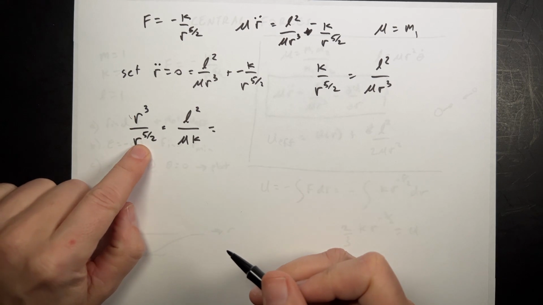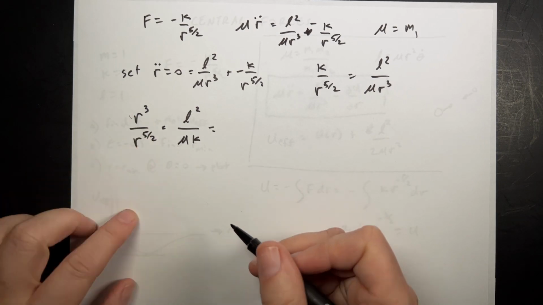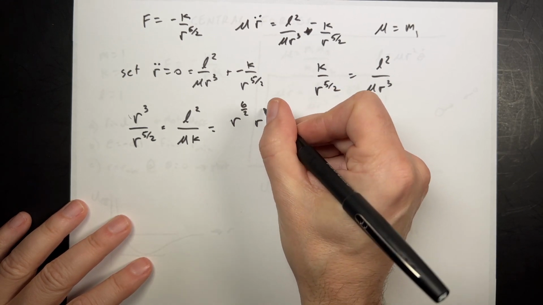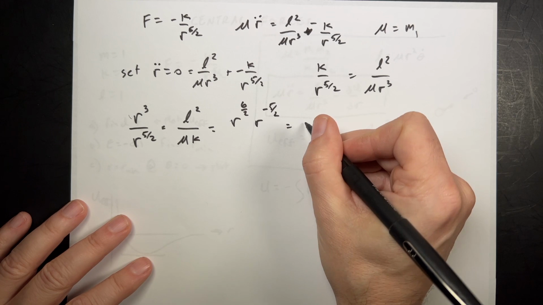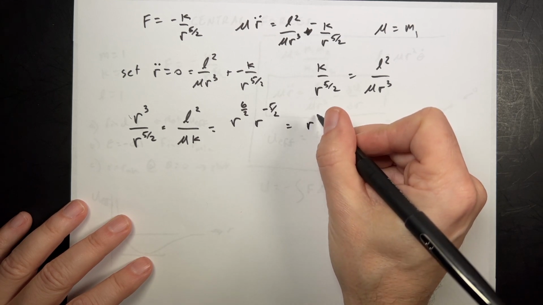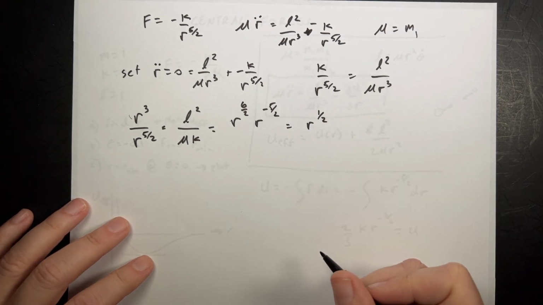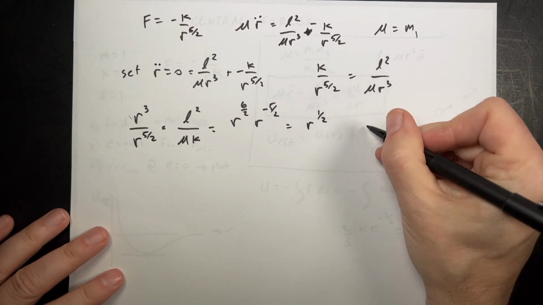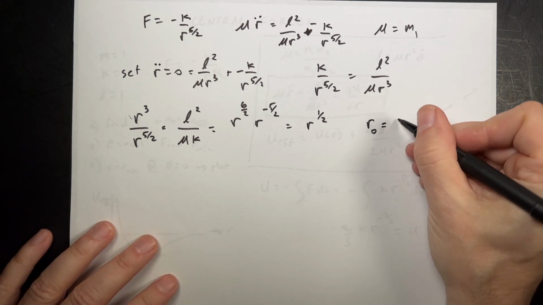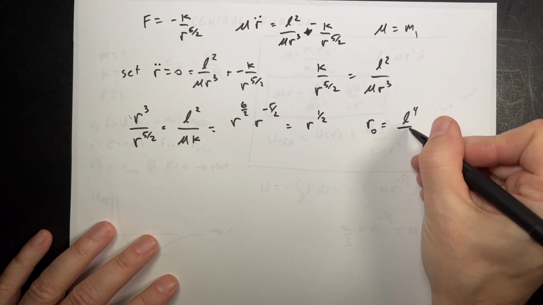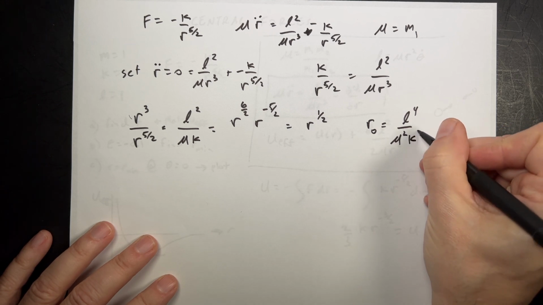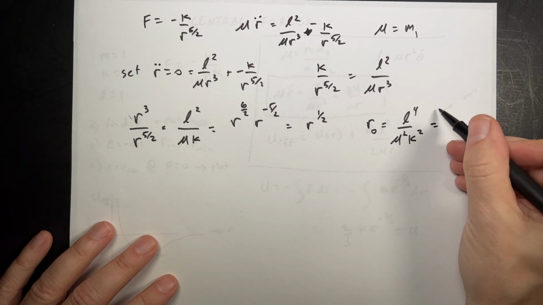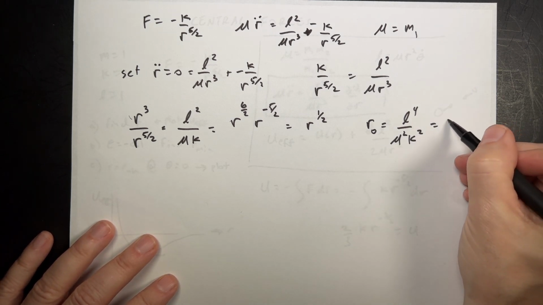Now this, I can just write as r to the negative 5/2 and put it up top. So I have r to the 6/2 times r to the negative 5/2, and that's going to be r to the 1/2. And so now if I want to solve for r, I just need to square both sides. So this is pretty easy. R0 is going to be L to the 4th over mu squared k squared. Now I'm going to put in my values just to show that it's pretty easy. L is 1, mu is 1, k is 1. So it's going to be 1 to the 4th over 1 squared times 1 squared, or 1. Duh.